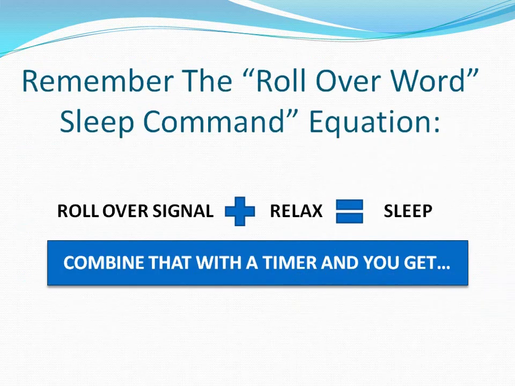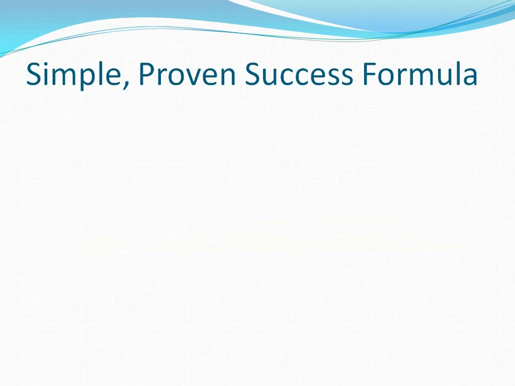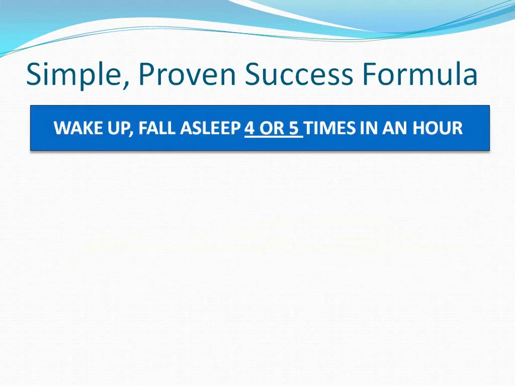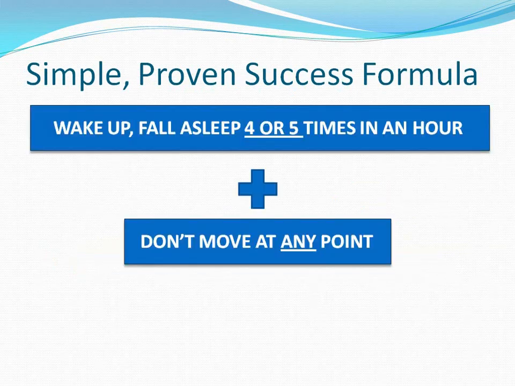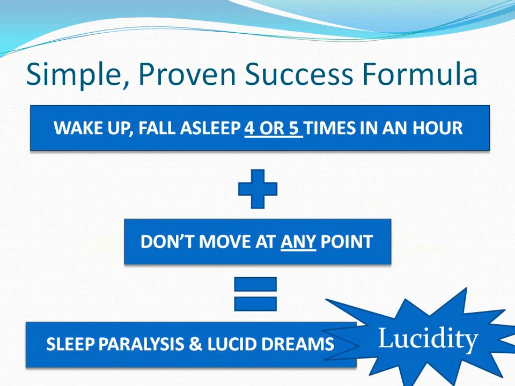Remember that everything we covered earlier about the roll signal still applies. This only works when you use the timer and do not move at any point. If you wake up and fall asleep 4 or 5 times in an hour without moving, you'll start to have spontaneous paralysis, OBE vibrations, and OBEs. However, if you wake up and then fall asleep twice, shift position, and then wake up and fall asleep 3 more times, then that won't work nearly as well.